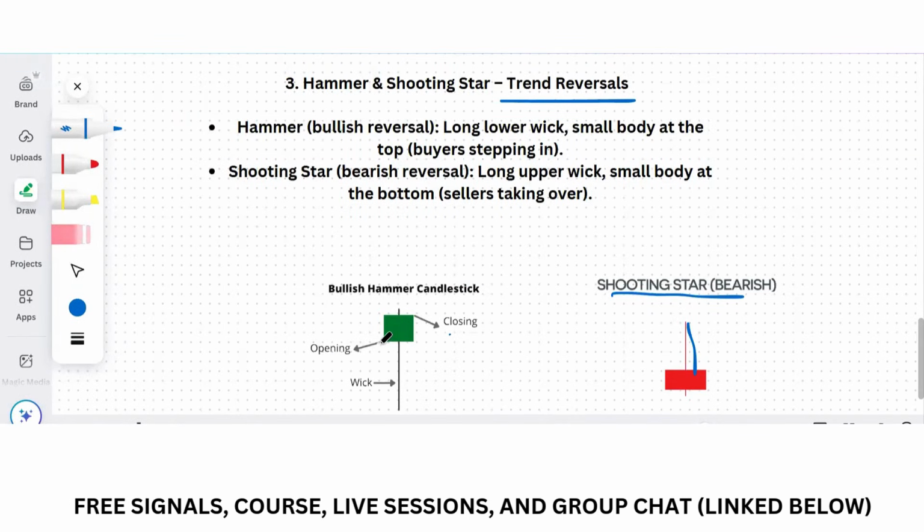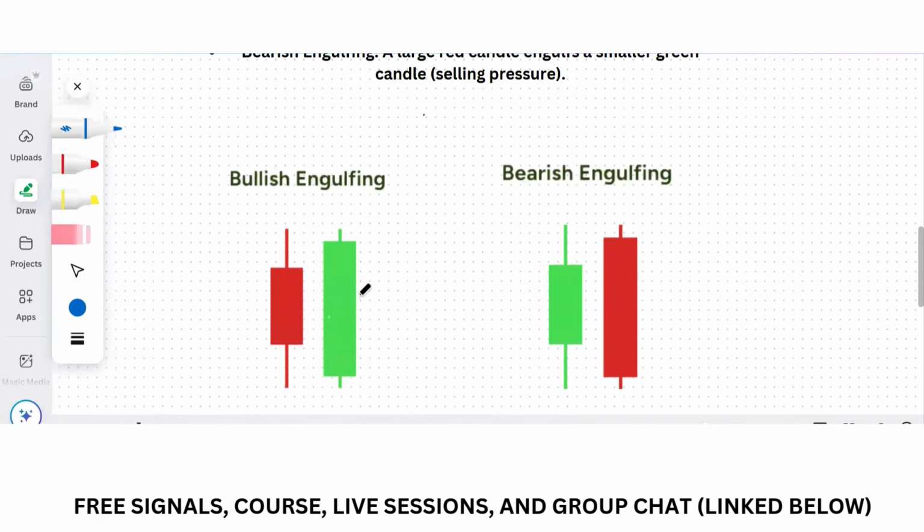And just to give you a little recap, green candles, buyers are in control. Red candles, sellers are in control. Wicks are market rejections, and patterns predict future pricing.